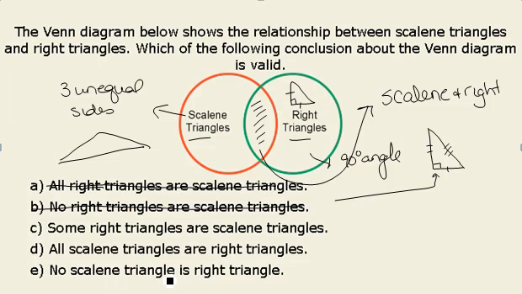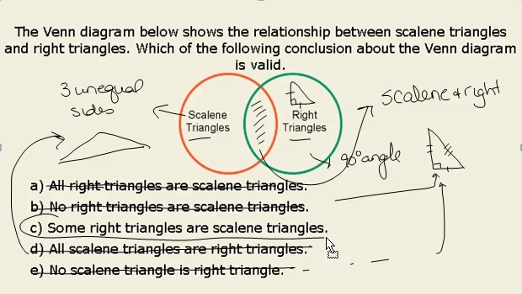E says no scalene triangle is right, which is also incorrect or not valid, since we know that we can construct a scalene triangle, three unequal sides, with a right angle. D says all scalene triangles are right, which is not a valid statement, since we know that we can draw acute and obtuse scalene triangles, therefore giving us C as our answer, which says some right triangles are scalene, which is a valid statement.